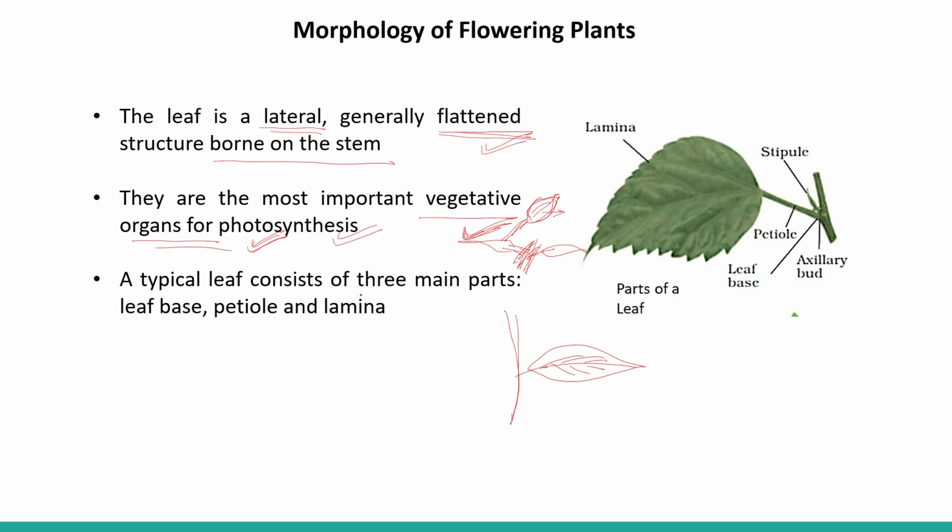A typical leaf consists of three main parts. If we take a leaf, we get three main parts: leaf base, petiole, and lamina. This is the leaf base, through which the leaf is attached to the stem. And there is an extended part called the petiole. The extended part in the form of a blade-like structure, which is basically a green, flattened structure, is called the lamina. So these are the three main structures of the leaf: leaf base, petiole, and lamina.